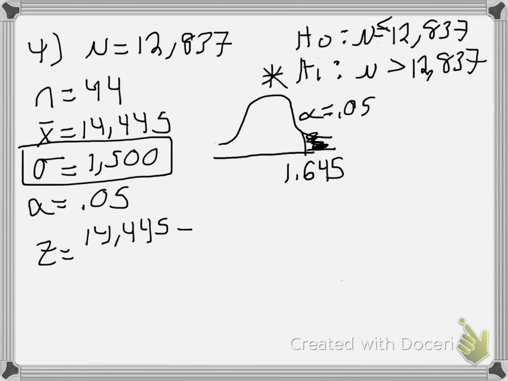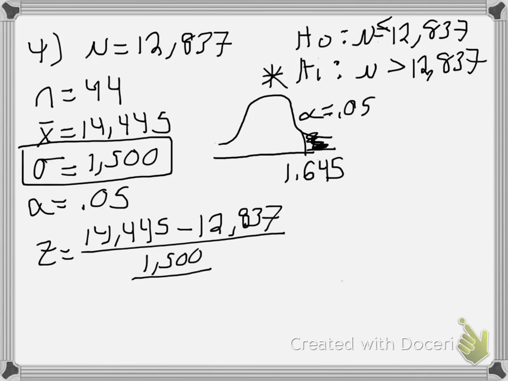Observed minus the expected. The expected was mu, so that's 12,837, divided by sigma over the square root of n. Well, sigma is 1,500 over the square root of 44. Now, 2 decimal places, please. This is going to be a positive number, so it's going to be 7.11.